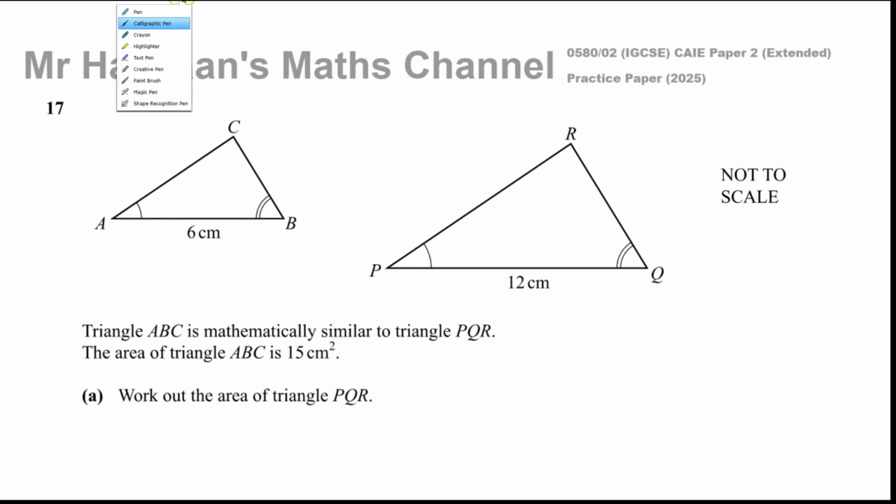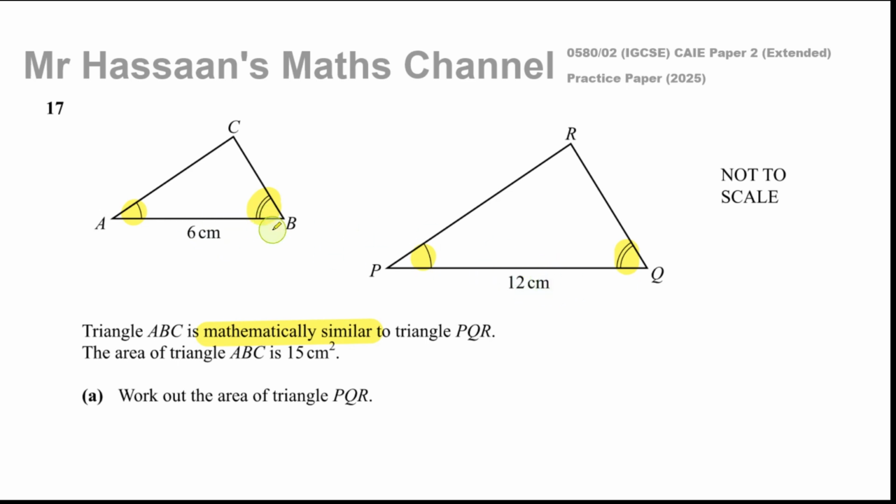So it says triangle ABC is mathematically similar to triangle PQR. And we can see that they are similar even by just looking at them. These two angles have the same marking, so that means they're the same length, as are these two. So both these triangles are similar. They've told us that the length of AB and the corresponding length on the other triangle, one is 6, one is 12.